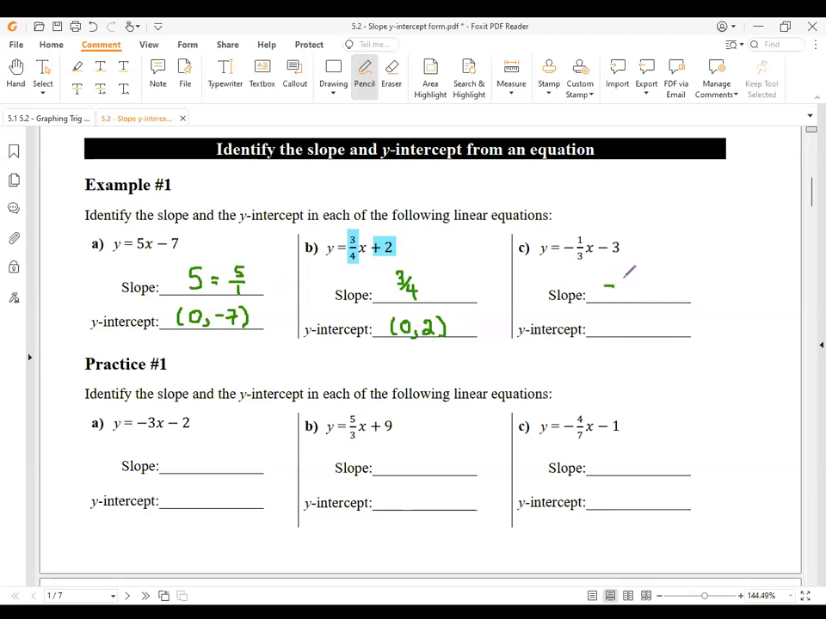Slope, negative 1 over 3, which is a rise of negative 1, so 1 down, 3 to the right, or it's 1 over negative 3. They're both correct. We have a y-intercept of x equals 0, and y is negative 3. I hope that's pretty straightforward. With all of the practice we've done so far, that stuff looks familiar to you. Okay. Any questions so far?